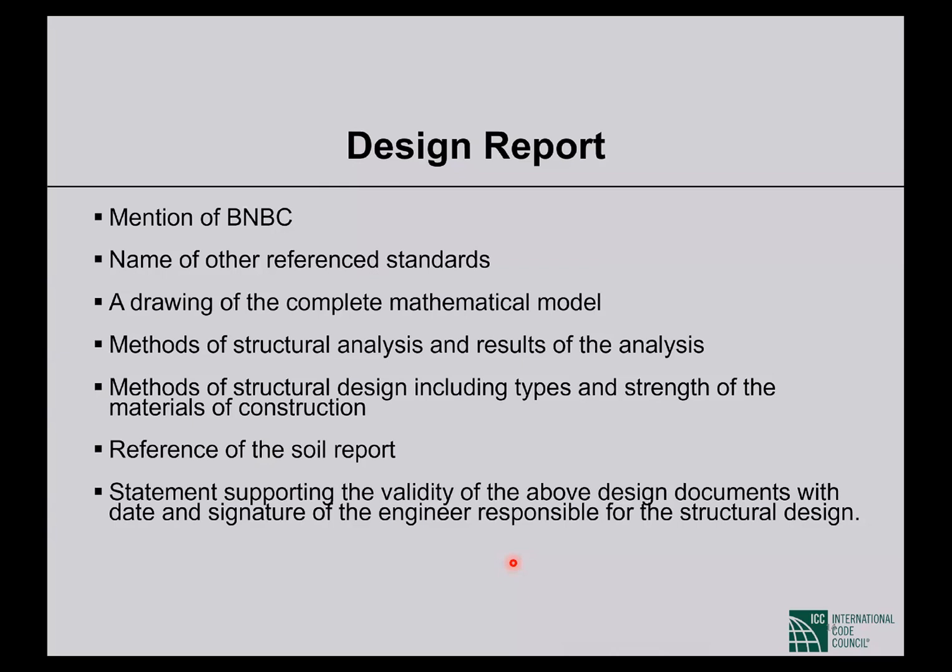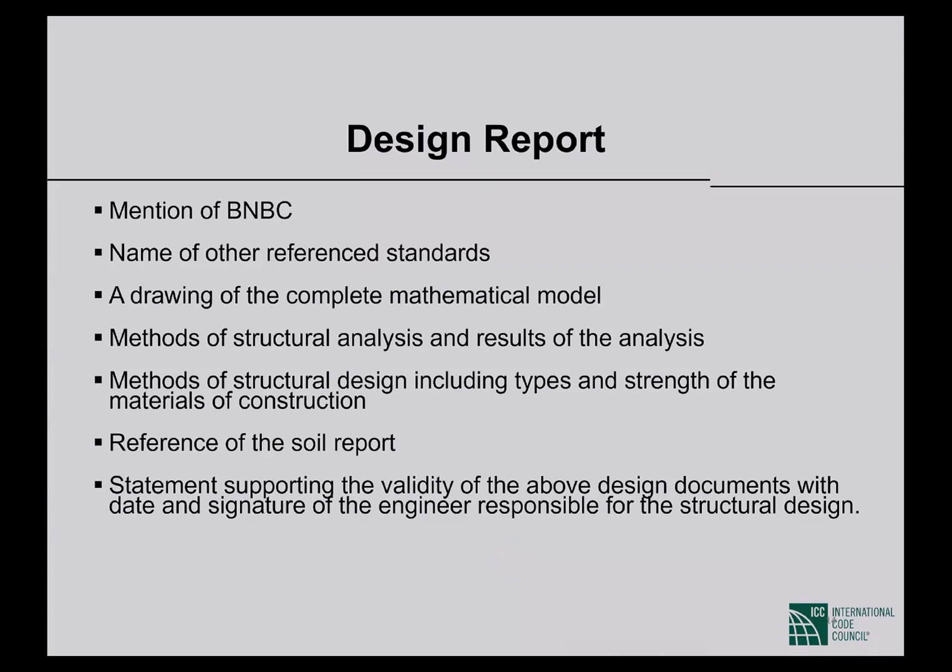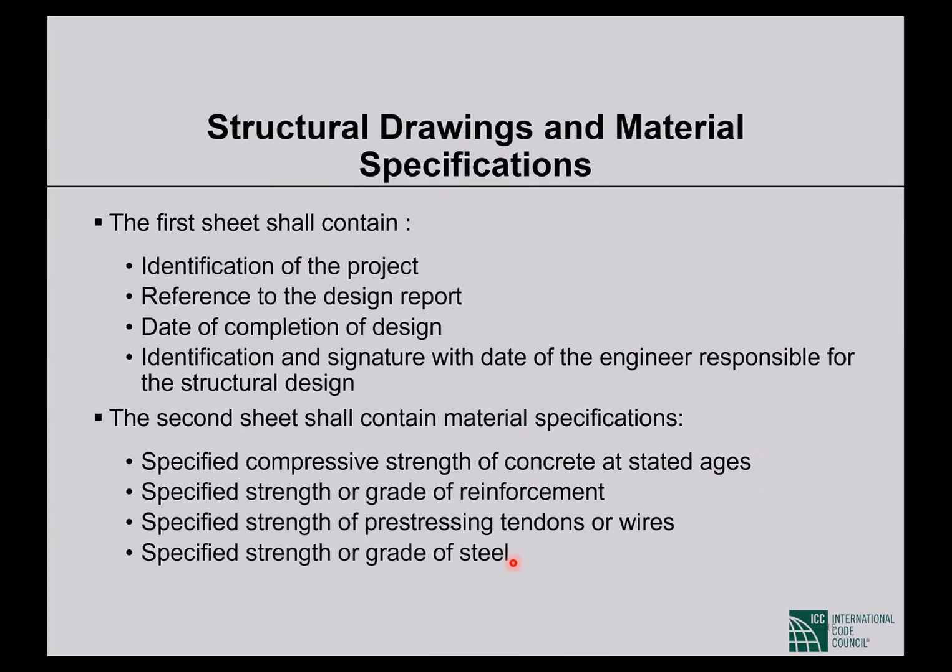Methods of structural design, including types and strength of the materials of construction, reference of the soil report, statement supporting the validity of the above design documents with date and signature of the engineer responsible for the structural design. So it must be an enlisted engineer who can sign. In addition to that, in the structural drawings, what should be there? It is mentioned sheet by sheet. What should be there in the first sheet? What should be there in the second sheet? That is interesting. So we should all follow these guidelines.